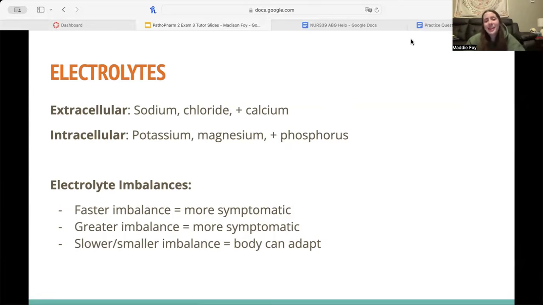So, the three extracellular electrolytes that we talk about are sodium, chloride, and calcium. The three intracellular then are potassium, magnesium, and phosphorus.